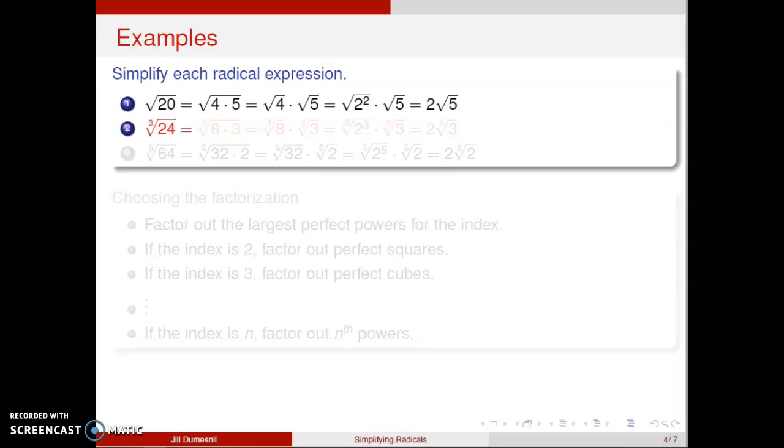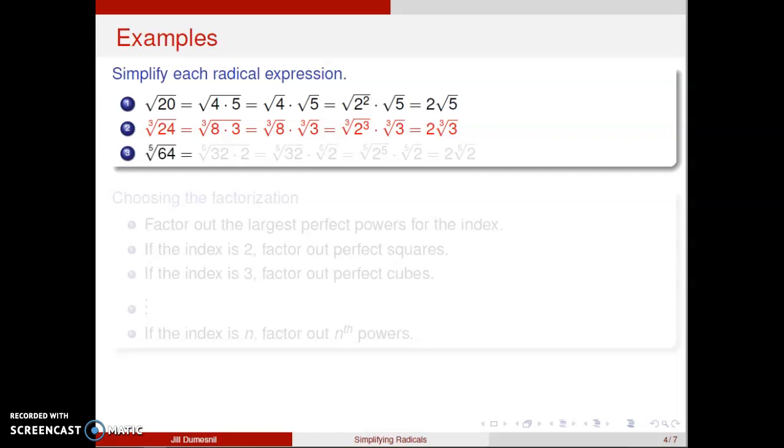To simplify the cube root of 24, a useful factorization of 24 is 8 times 3, because the cube root of 8 is the cube root of 2 cubed, and that simplifies to 2 with an additional factor of the cube root of 3.